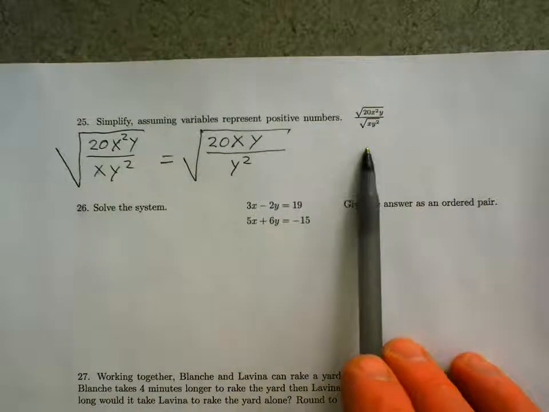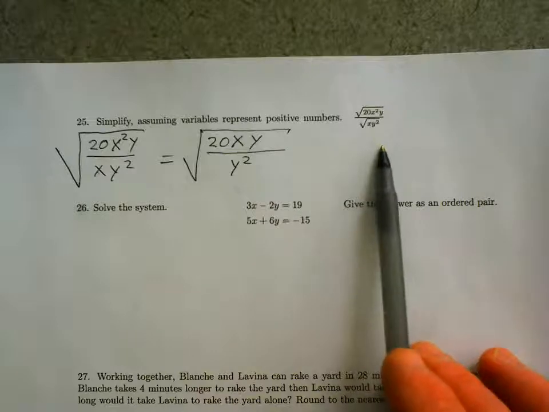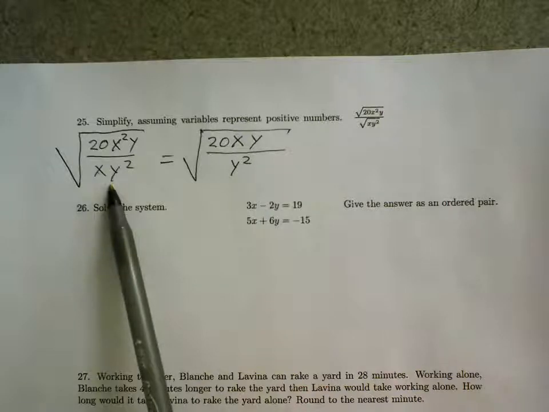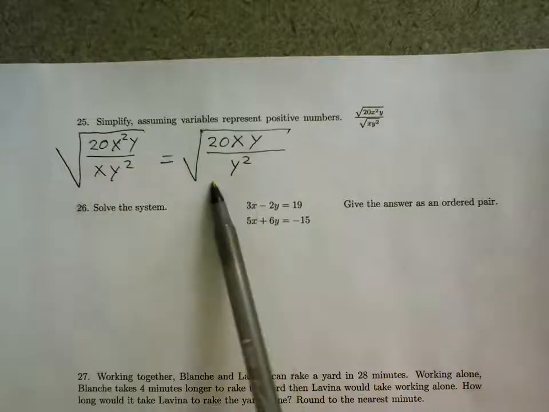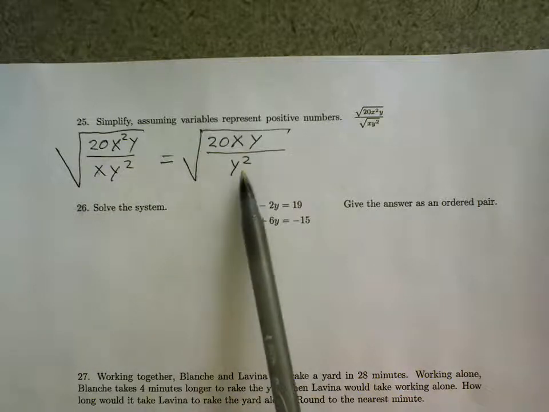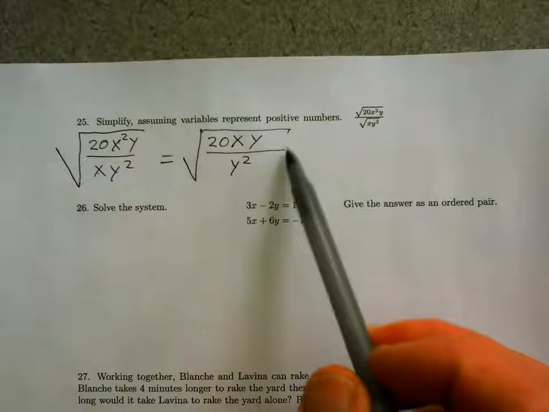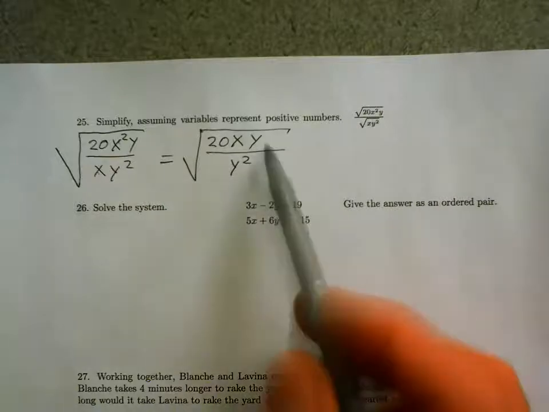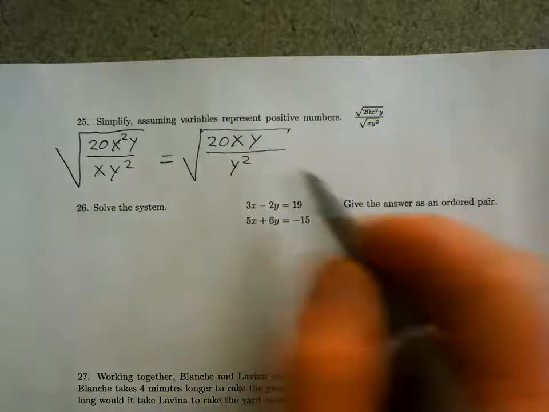Simplify the square root of 20x squared y divided by the square root of xy squared. So I wrote it as a single square root of a rational expression. And then I partially simplified that rational expression. But since we already have y squared in the denominator, I am going to avoid canceling one factor of y. If we did, we would have to put it back in when we rationalize the denominator. So this just saves a little bit of work.